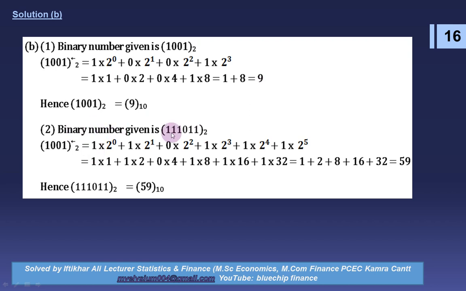The binary number given is 111011. So the simple method applied before will be applied once again here. 1 multiplied by 2 raised to power 0 plus 1 multiplied by 2 raised to power 1 plus 0 multiplied by 2 raised to power 2, then take power 3, power 4, power 5, and just solve it. It equals 59.